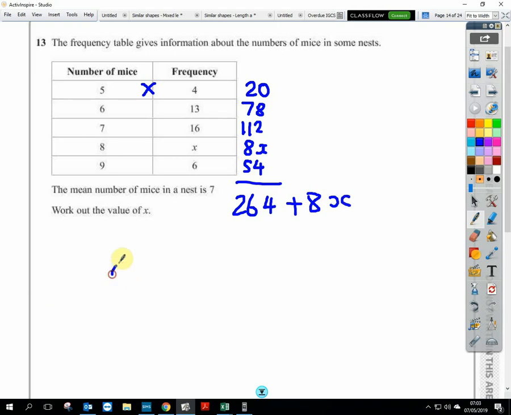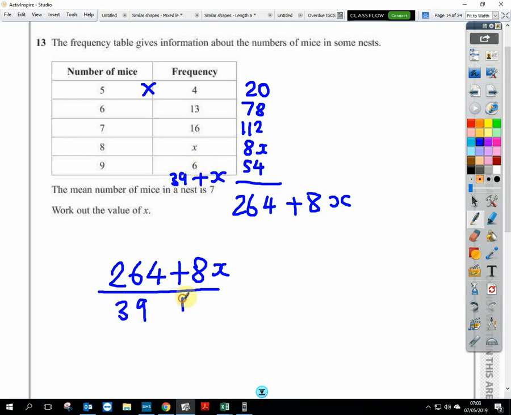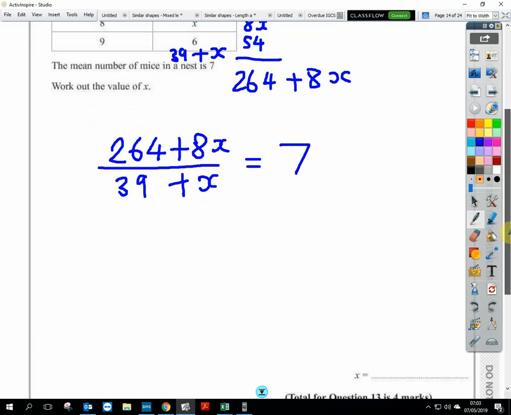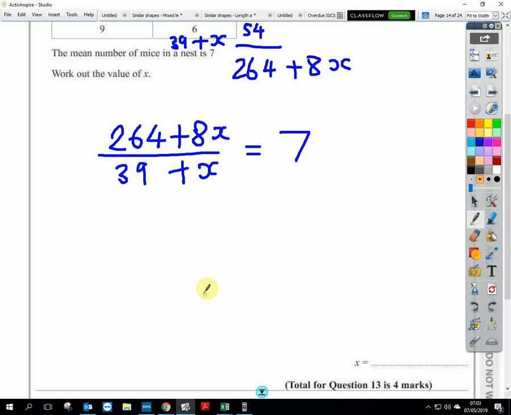What do we normally do now? Well, we divide this, the total of this column, by the total frequency. And the total frequency is 39 plus x. So 39 plus x. Yep. So it's the sum of this column divided by the sum of the frequency column. But they tell us that the mean is 7. This works out the mean. So this is equal to 7. It's just a case of rearranging and solving now.